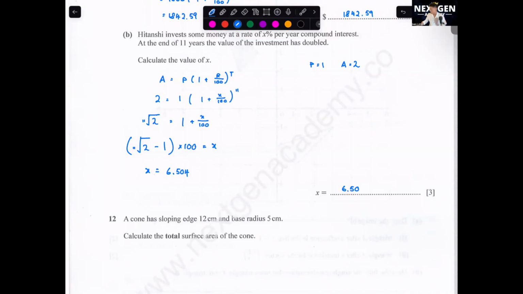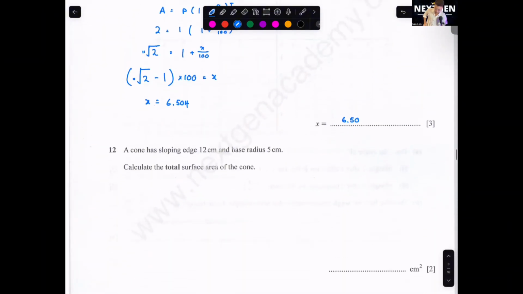Okay, this one I don't see any questions. Okay, let's move on to question 12. A cone has sloping edge 12 cm and base radius 5 cm. Calculate the total surface area of the cone.